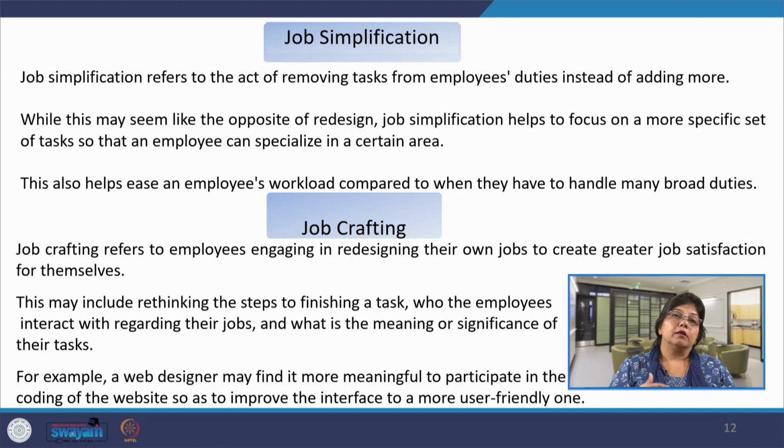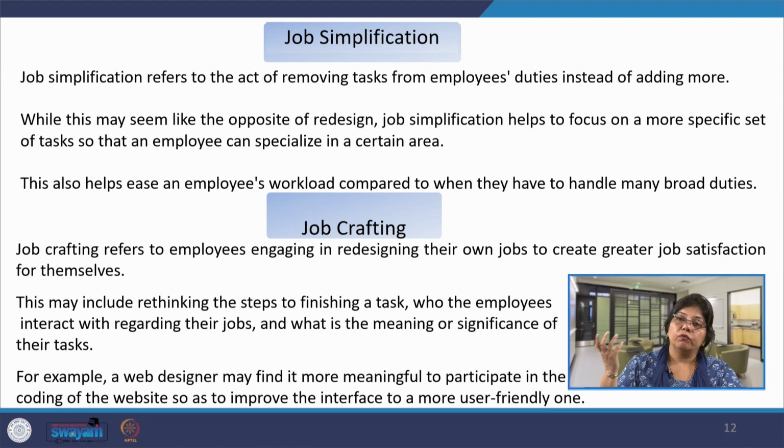So, when you are recreating your jobs on your own terms, you will experience that significance. Once there is more discretion to reschedule your task or steps to perform the task, that will add more significance to the job, and the person will be motivated to perform at the highest level. For example, a web designer may find it more meaningful to participate in the coding of the website so as to improve the interface to a more user friendly one.